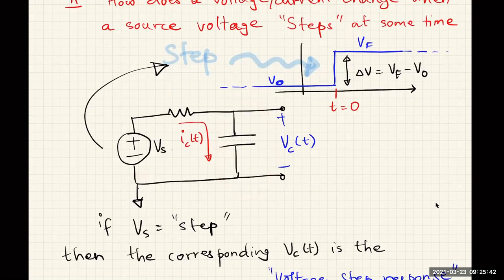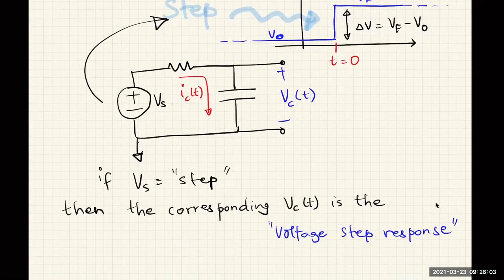of the source. Okay, so here, if I look at the capacitor voltage, if I'm monitoring the capacitor voltage, and the source voltage Vs has this step characteristic, how does the capacitor voltage change due to this stepping function? Is what we call the voltage step response of the capacitor of this circuit.